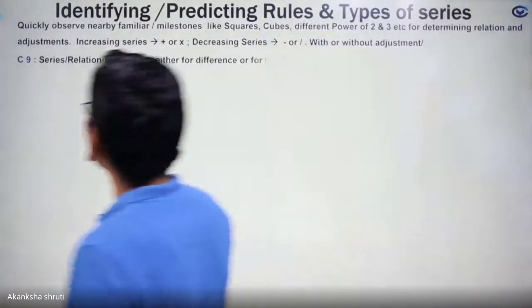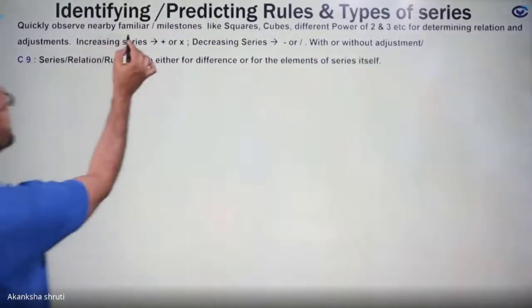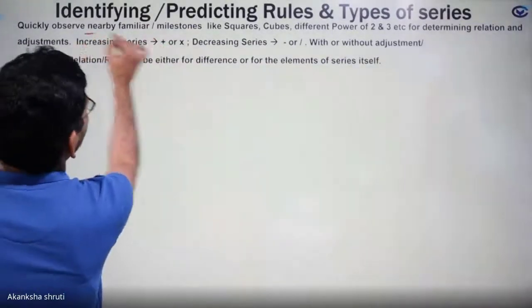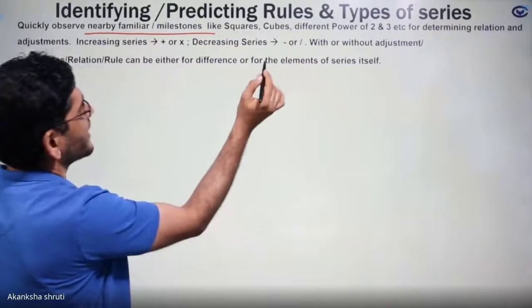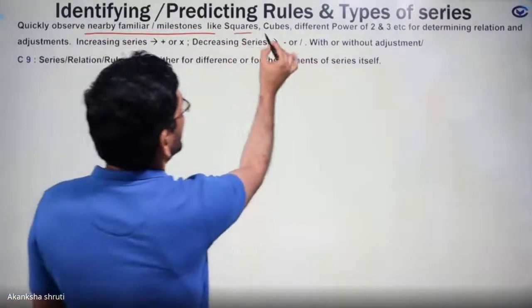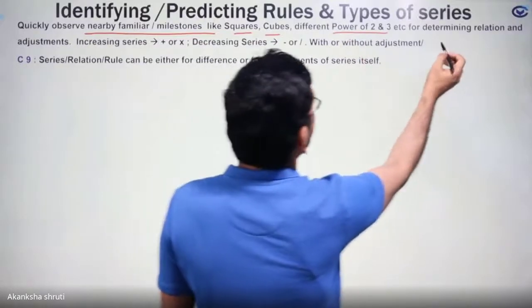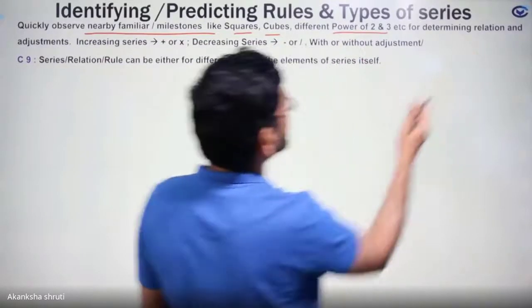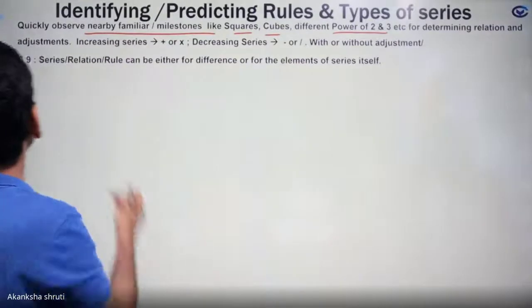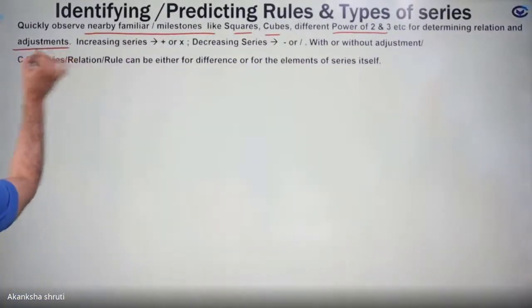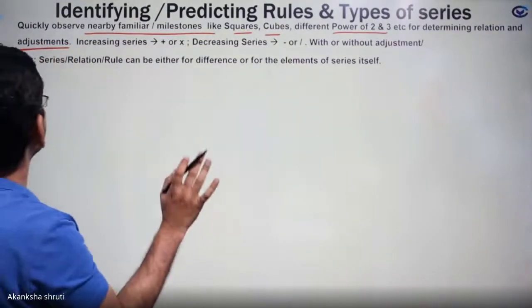Students, the very first thing is to quickly observe nearby familiar milestones, what I had already told you: squares, cubes, different powers of 2 and 3, for determining the relation, and then do the adjustment. It is that much only.